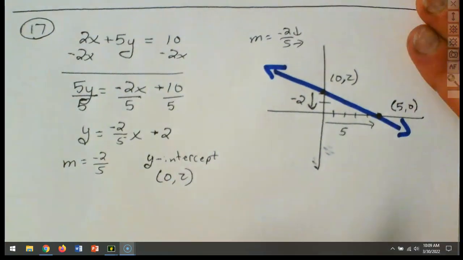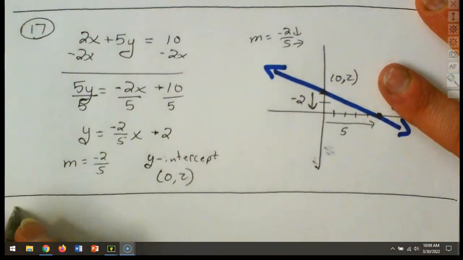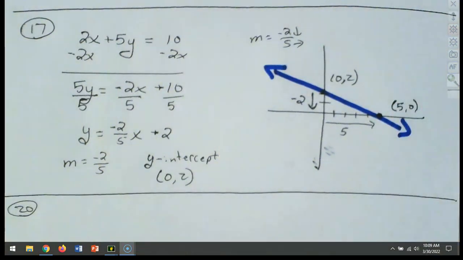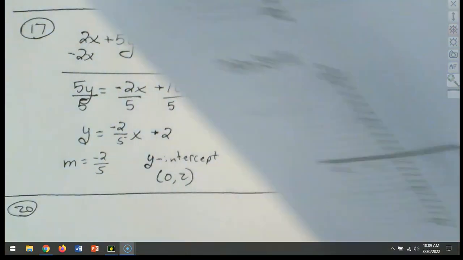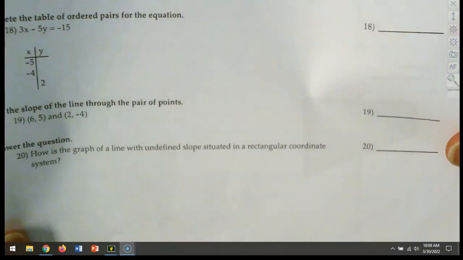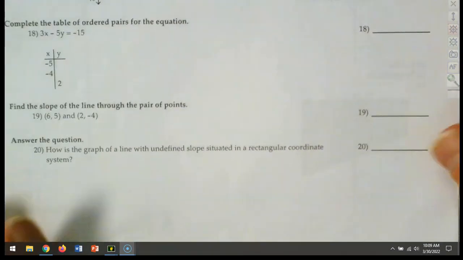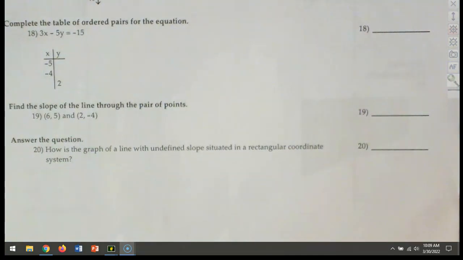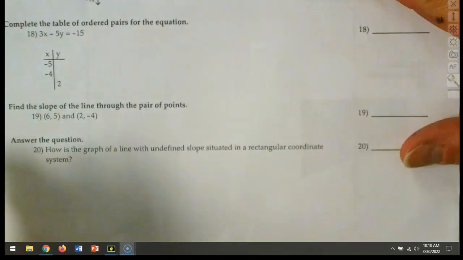I picked question 20 because on your exam, it's going to be slightly different. I don't want you to miss this question. This question is a question that you should have no trouble with. On your exam, the wording is slightly different. I changed a little bit about it, and I'm even going to tell you what I changed. So it says, how is the graph of an undefined slope situated on your coordinate system? Well, what do we mean by undefined?